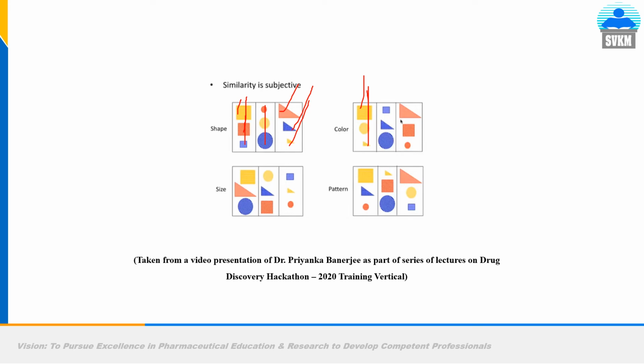All are yellow, but shape is different. For another person, on the basis of pattern, it can be the same. It is the same, it is the same, likewise. So it is subjective. This particular beautiful image I have taken from a video presentation of Dr. Priyanka Banerjee as part of a series of lectures on Drug Discovery Marathon 2020 organized by Government of India.